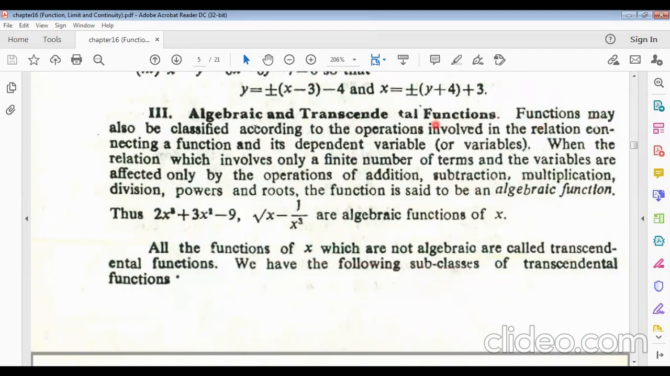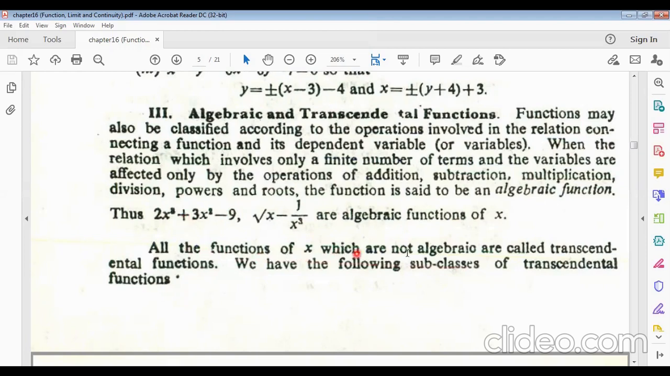Now what are algebraic and transcendental functions? Functions may also be classified according to the operations involved in the relation. When the relation involves only a finite number of terms and the variables are affected only by the operations of addition, subtraction, multiplication, division, powers, roots, etc., the function is said to be an algebraic function. Like this, it is an algebraic function of x.